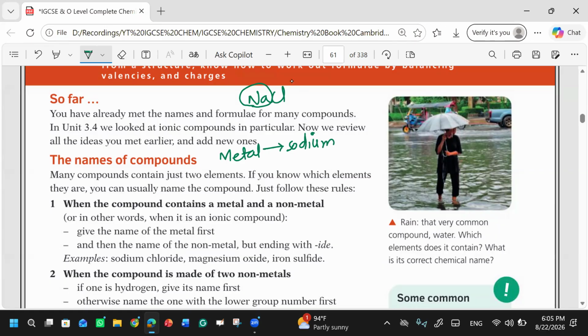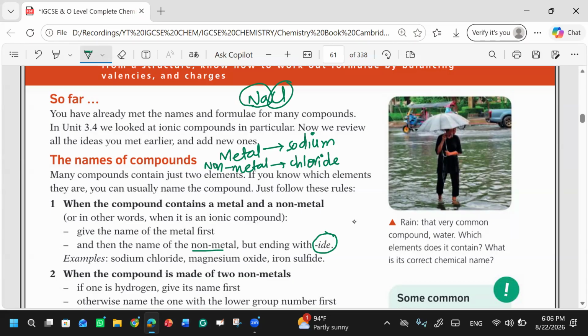But the negative part, the anionic part, you get from chlorine, right? The original name in the periodic table is chlorine, but when you combine it, the non-metal name will change to end in IDE. So it will be chloride. Otherwise, it was chlorine gas. But now, since there is a combination of metal and non-metal, we change the name of the anion, the non-metal.